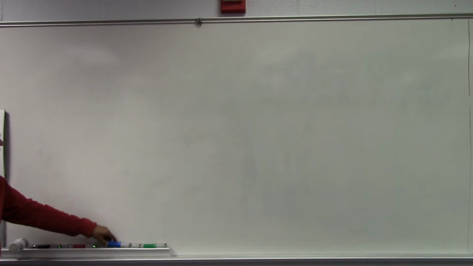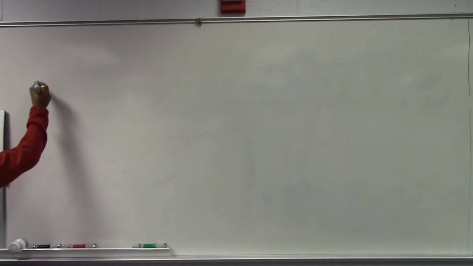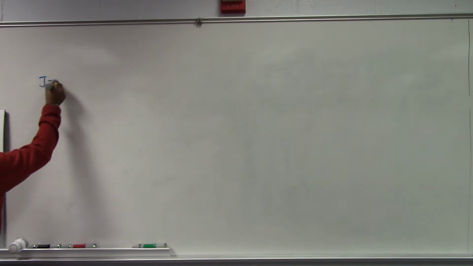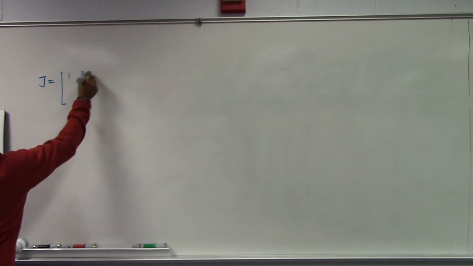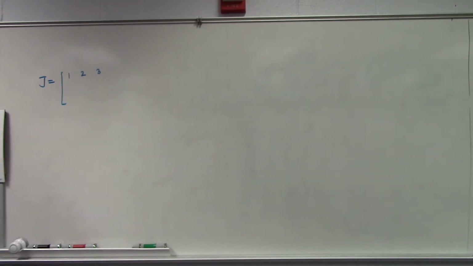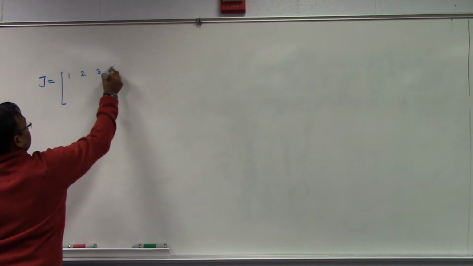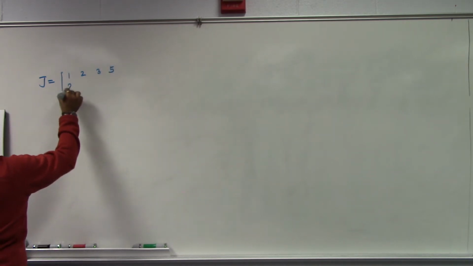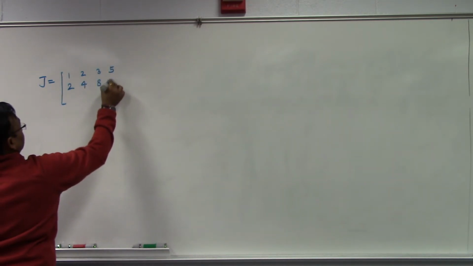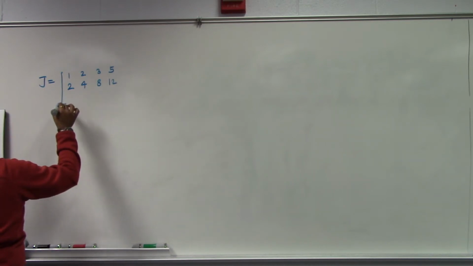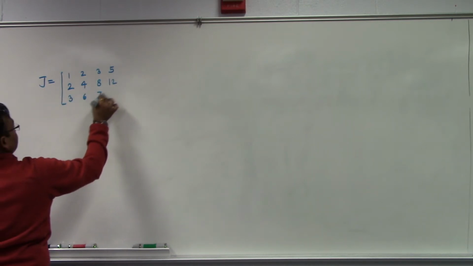Some practical difficulties. Okay, so now we proceed with the non-trivial example where things would be done. So imagine we have this matrix: 1, 2, 3, 5, 2, 4, 8, 12, and we have 3, 6, 7, 30.